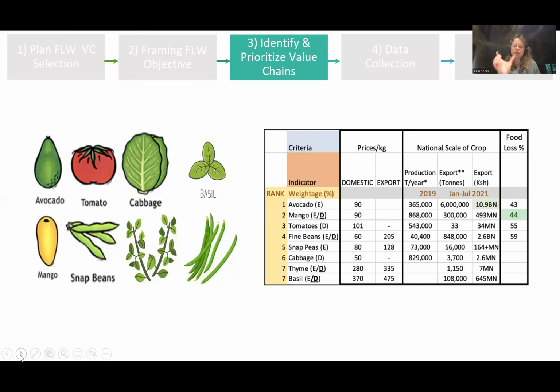And you can see this is an abbreviated glimpse of it, but we started to collect basic data once you know what value chains you're interested in, to understand the scale in terms of economics, in terms of how much is going to impact your population, and then to see what we already know about food loss and waste in this area. You'll see, for example, mango has 44% food loss highlighted in green. That means we found a study that's pretty specific to Kenya and relatively recent. So it's something we can really count on.